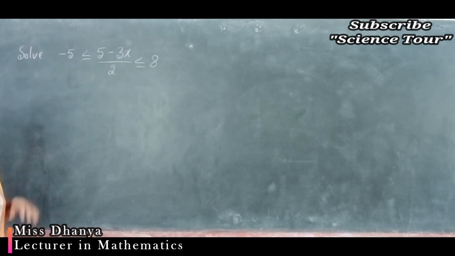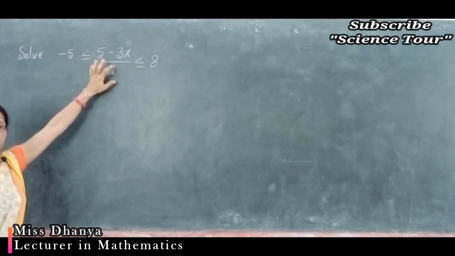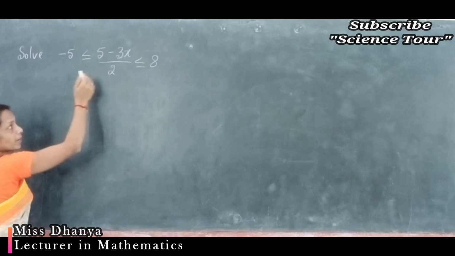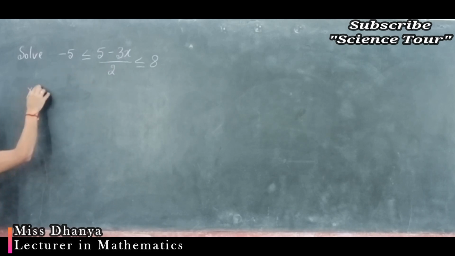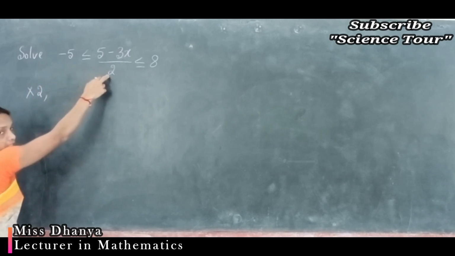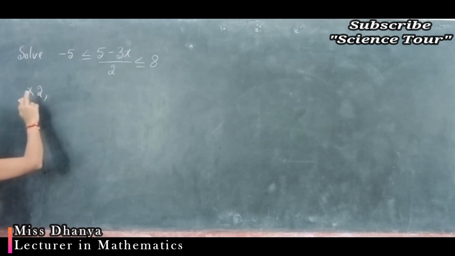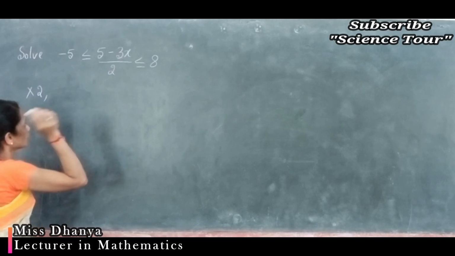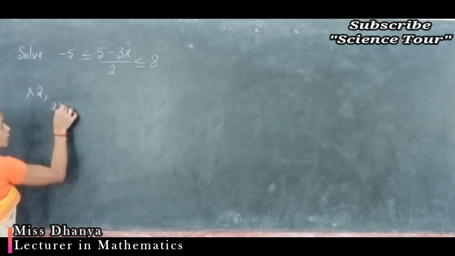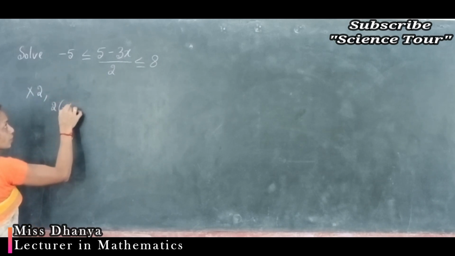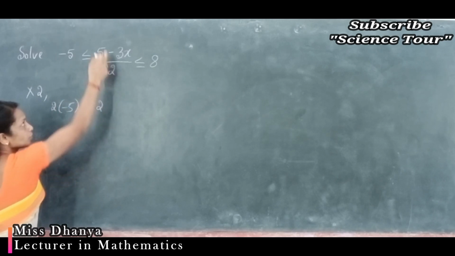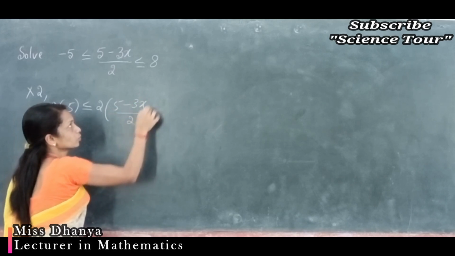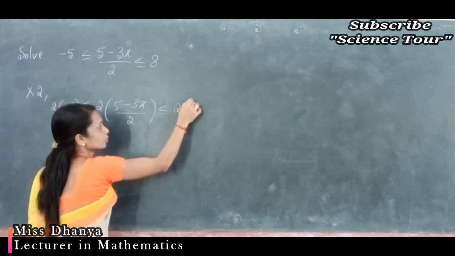One by one. First we cancel this division by 2. To cancel division by some number, you have to multiply by the same number. You have to cancel this division by 2, so you have to multiply by 2 on each side of the inequality. So now we get 2 times -5 less than or equal to 2 times (5 - 3x) divided by 2 less than or equal to 2 times 8.